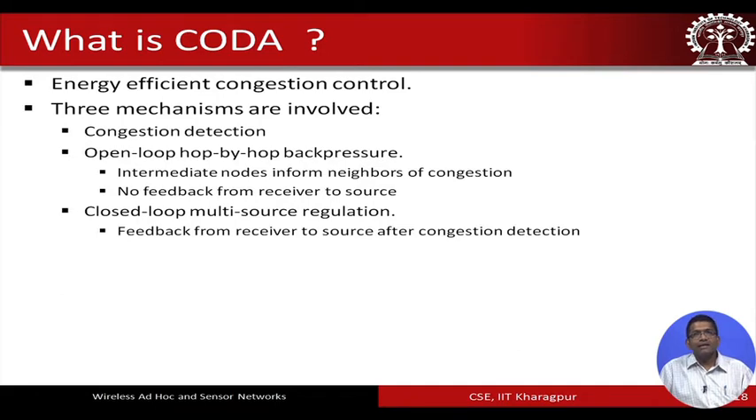The third is the closed loop multi source regulation, where the feedback from the receiver is sent to the source after congestion is detected. The difference between open loop and closed loop mechanisms is that in open loop the intermediate nodes are informed of congestion, and in closed loop the receiver informs the source about the occurrence of congestion. So, explicitly it will notify the source node.